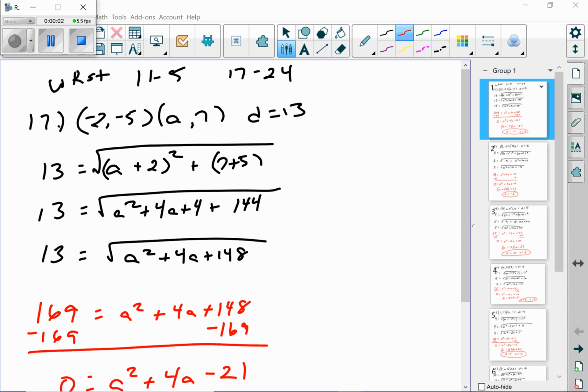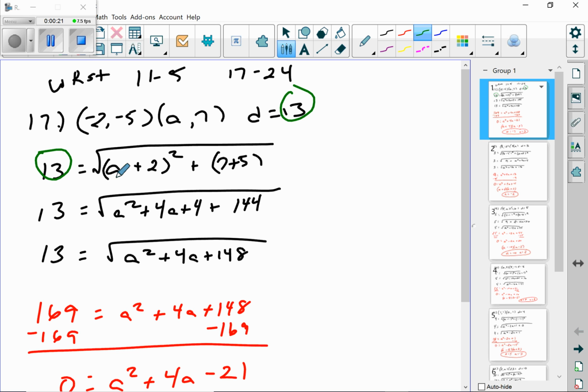Okay, this is the homework check video for worksheet 11-5, problems 17 through 24. Kind of like yesterday, I went ahead and worked all this stuff out so I can just highlight and talk about the problems. So the first problem, the distance is 13, on the left side.